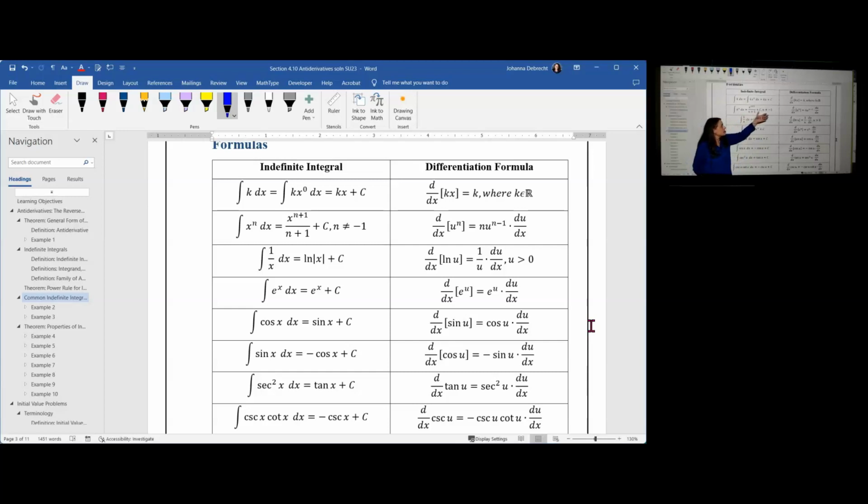We've already discussed the power rule, which you see here in the second row. In the next one, let's think about undoing something related to natural log. If we take the derivative of the natural log of u, we get 1 over u times du dx, which must mean that if I'm trying to integrate 1 over x with respect to x, it must give me the natural log of x up to the constant. Now you'll notice that this has an absolute value.